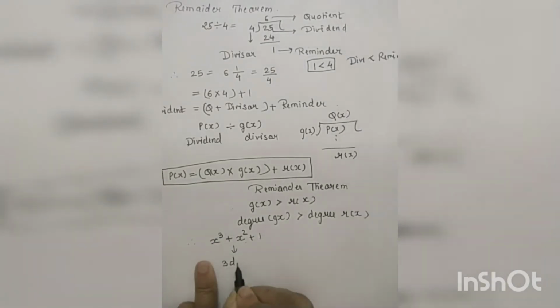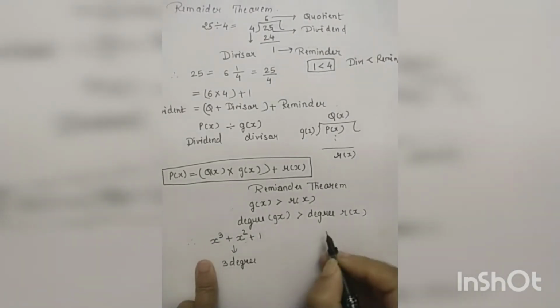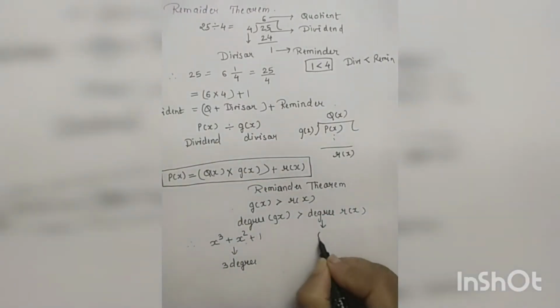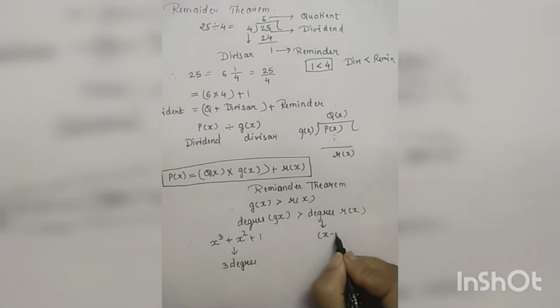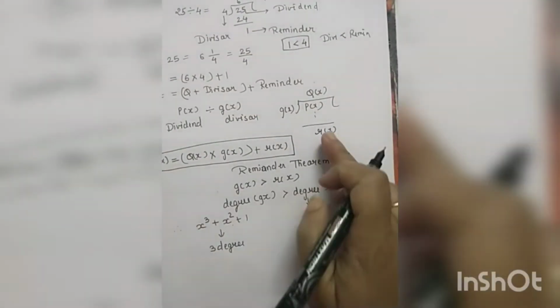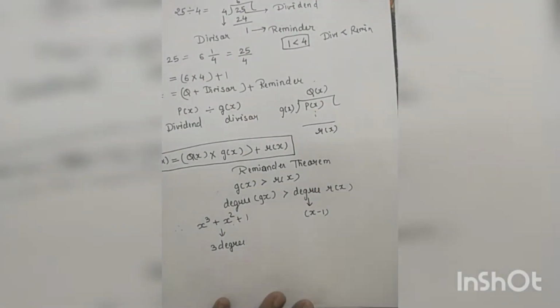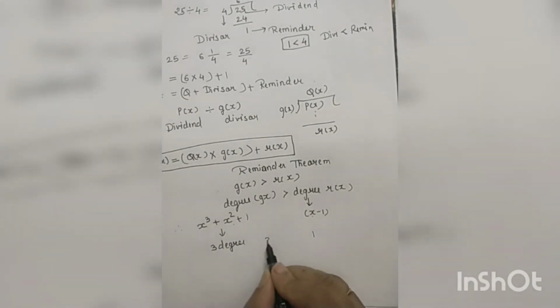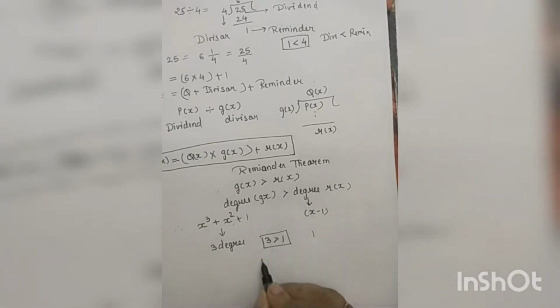Okay, 3 is the degree for this number. And if the remainder is there, for example, say the remainder is x minus 1, when we solve this equation and the remainder remains x minus 1, so your degree is 1. So 3 is greater than 1. That means the degree of g of x is greater than the degree of r of x.